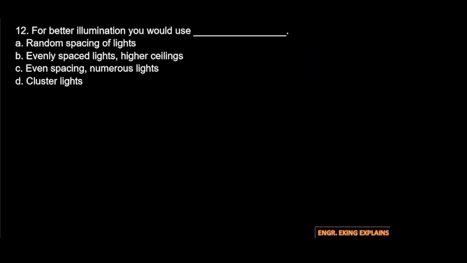Okay, next. For better illumination, you would use blank: random spacing of light, evenly spaced lights at higher ceilings, even spacing numerous lights, or cluster lights. So to make the light in our room better, what will we do? How should we arrange our lights? So the correct answer is letter C, even spacing, and we add a few more lights.